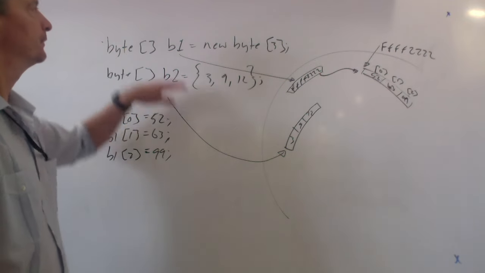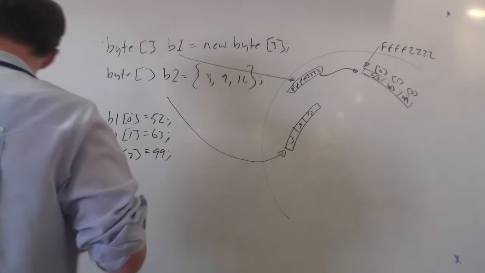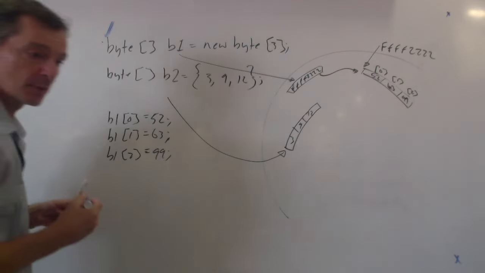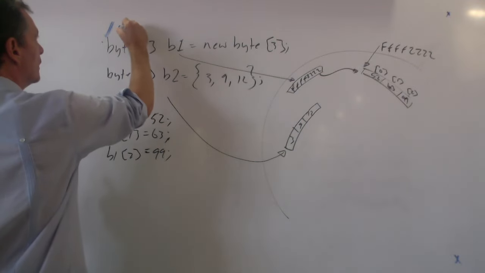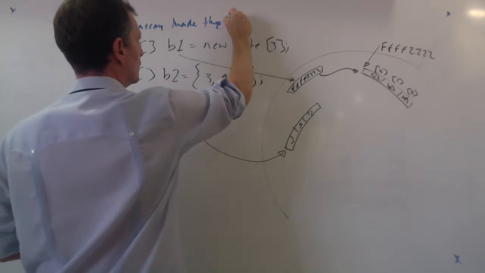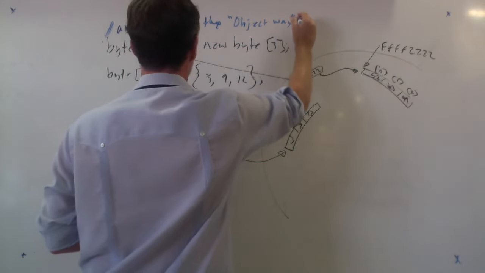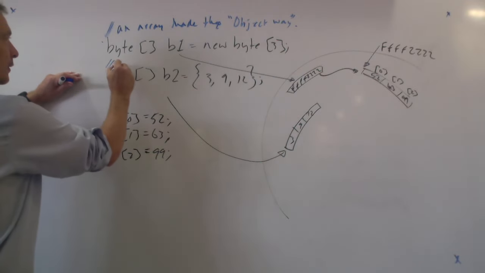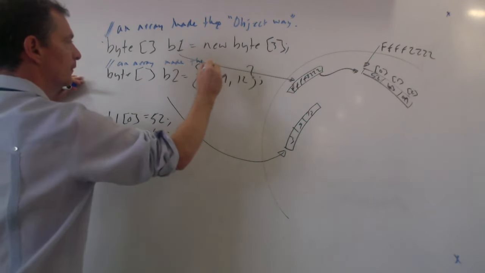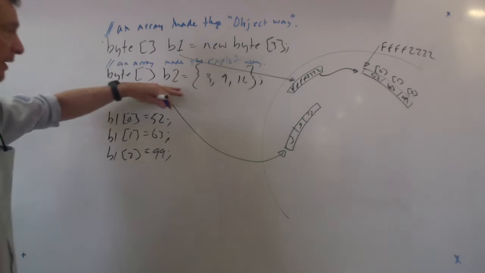So, an array made the object way. You can write that down. And an array made the explicit way.